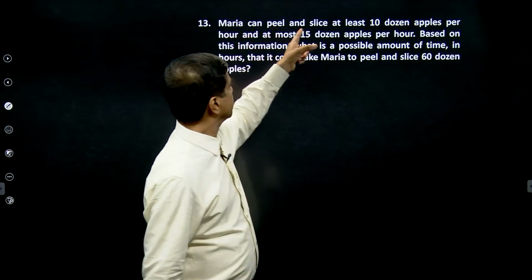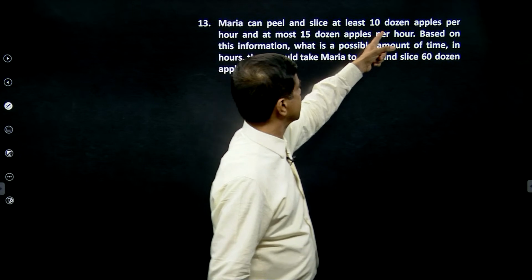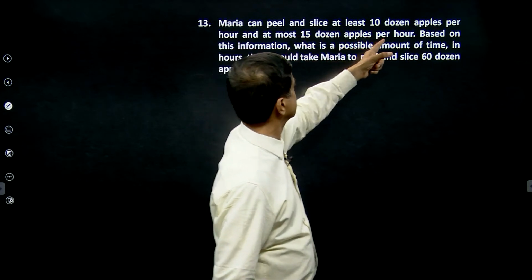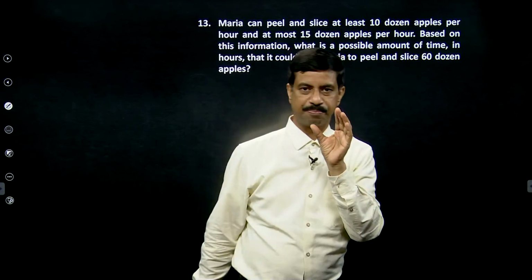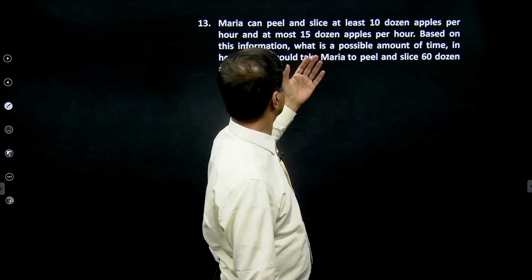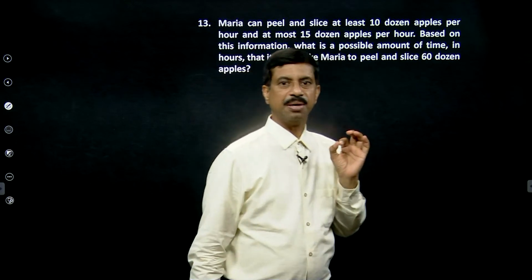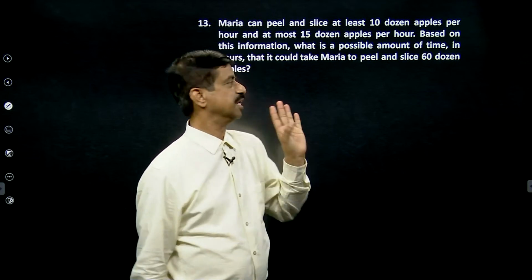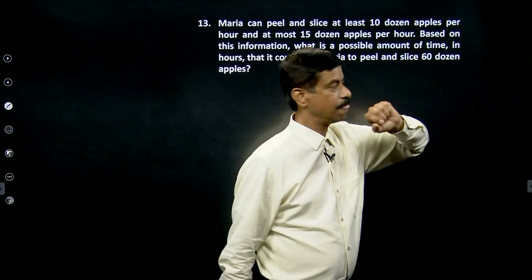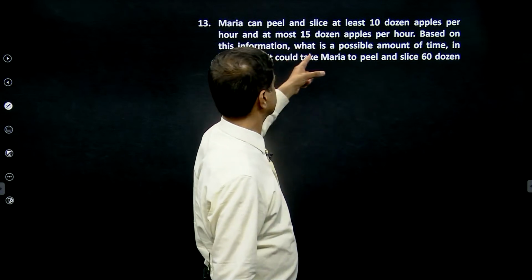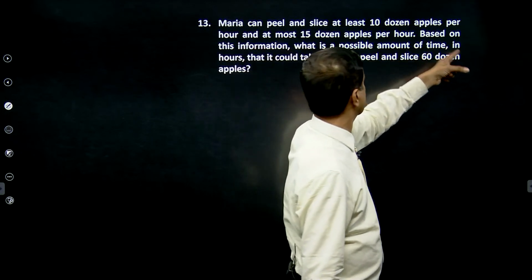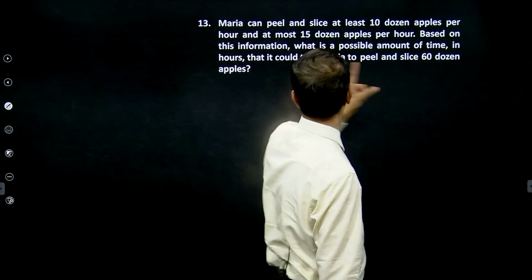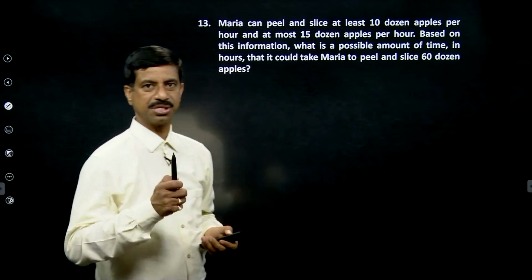Maria can peel and slice at least 10 dozen apples per hour, and at most 15 dozen apples. At least means minimum 10 dozens, and at most means maximum 15 dozen. Means Maria can peel 10 dozens to 15 dozen apples per hour. Based on this information, what is a possible amount of time in hours that it would take Maria to peel and slice 60 dozen apples? 60 dozen apples.